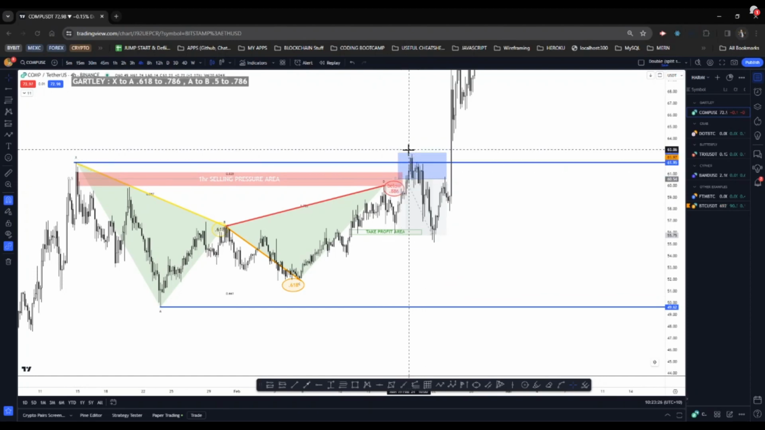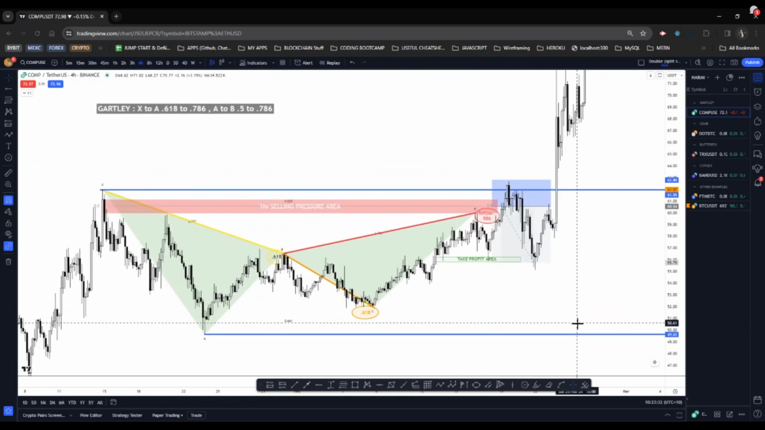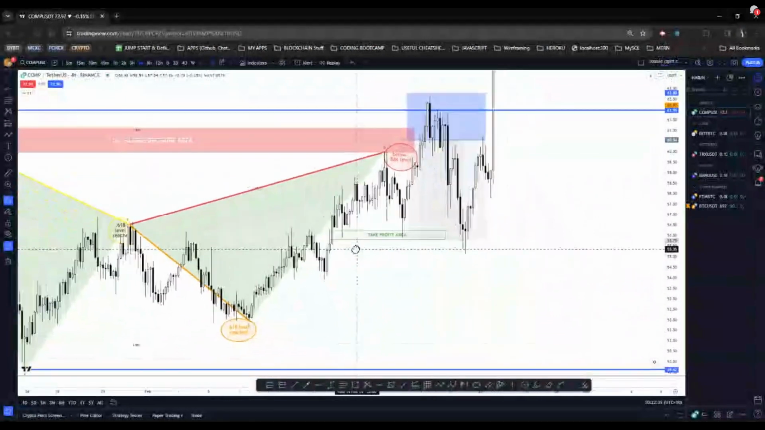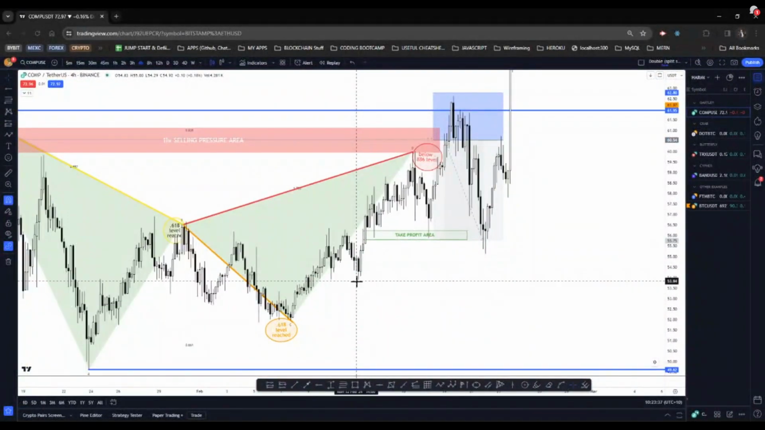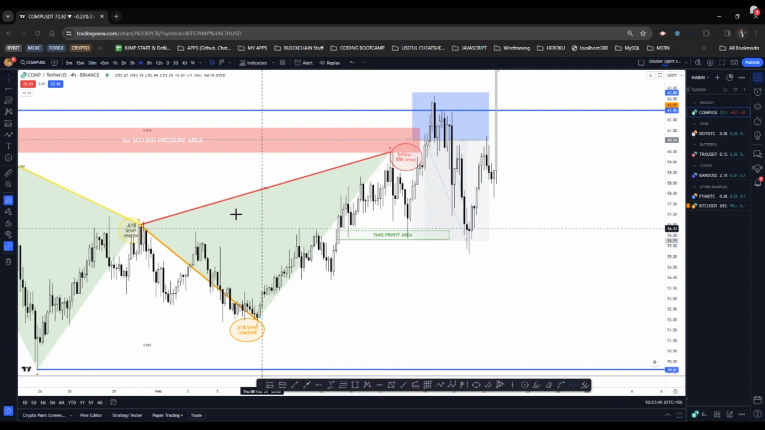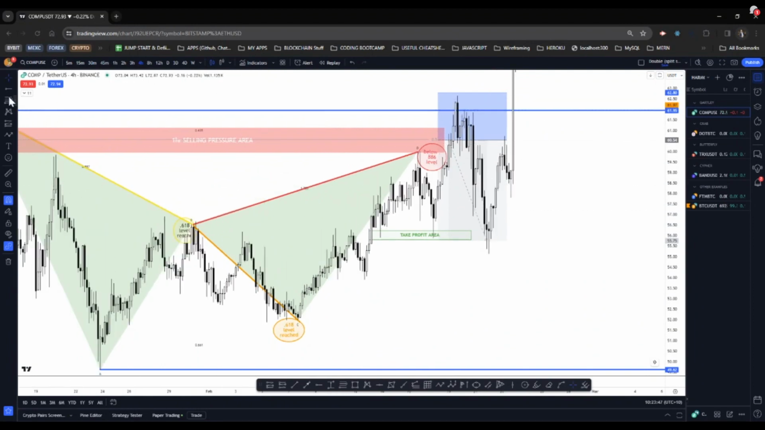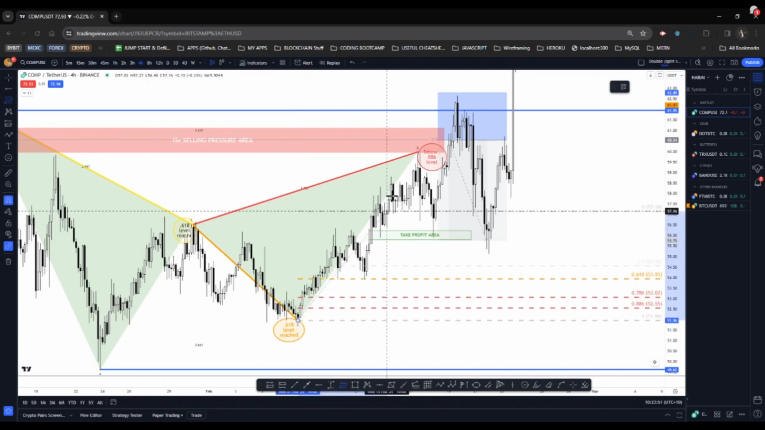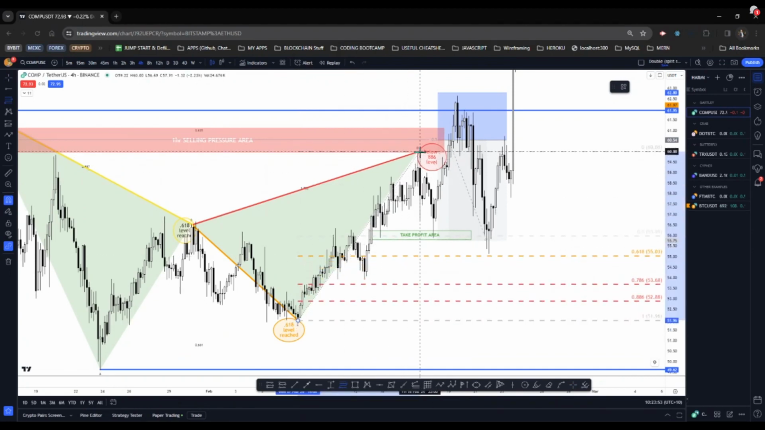Sometimes we get what's called just a little liquidity grab. Take profit, you can highlight here. You can see the highlighted take profit area. I don't wait for the full harmonic to play out. Hint, it almost never does. I like to take profit at about the 50 to 618. So I literally take a Fibonacci from the low to the high in this case.